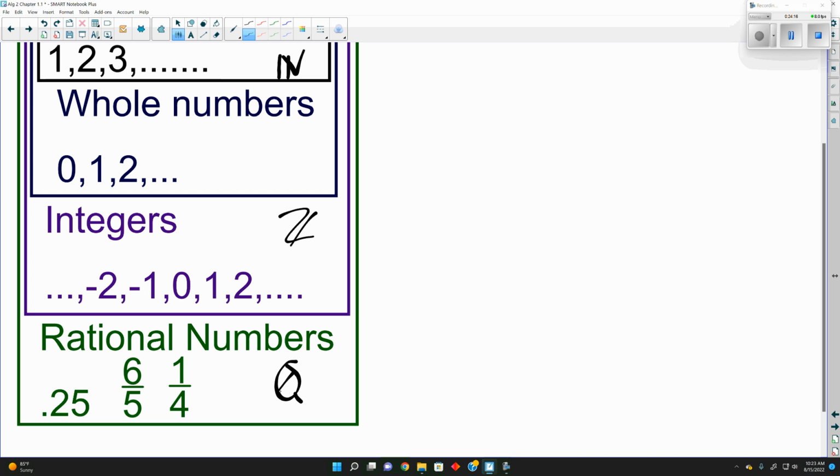And rational numbers are going to be any number we can rewrite as a fraction. Because when we talk about fractions, we're talking about a ratio. Ratio is a fraction, a representation of 2 numbers. So rational is any number that can be rewritten as a fraction, which means all of our integers are rational numbers. All of our whole numbers are rational numbers, and all of our natural numbers are rational numbers. That's why I had it set up this way, because one is contained in the other. Any questions on this so far?